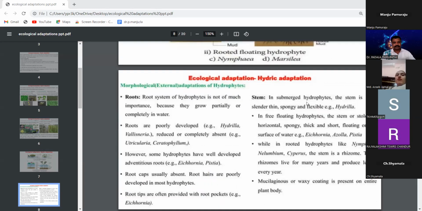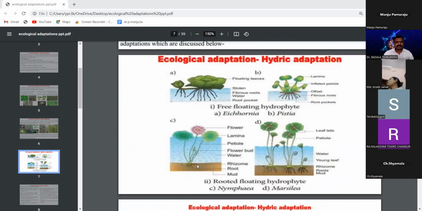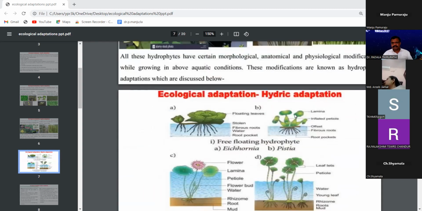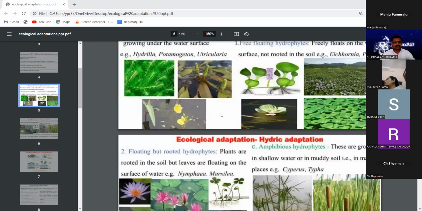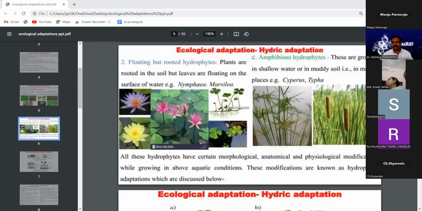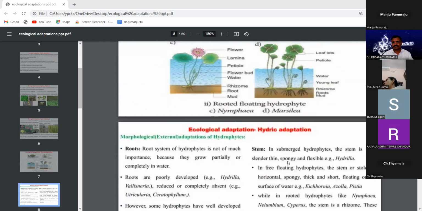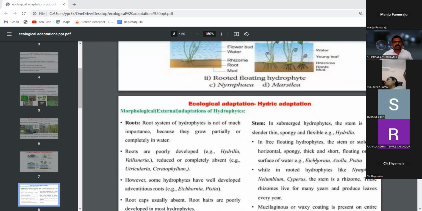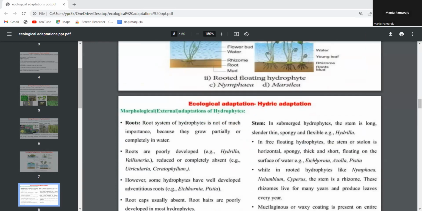In submerged hydrophytes, the stem is long, slender, thin, spongy and flexible. For example, in Hydrilla the stem is long, slender, thin, spongy and flexible. They can move easily, so even in a water current they do not break because of this flexibility. An example of this is Hydrilla.